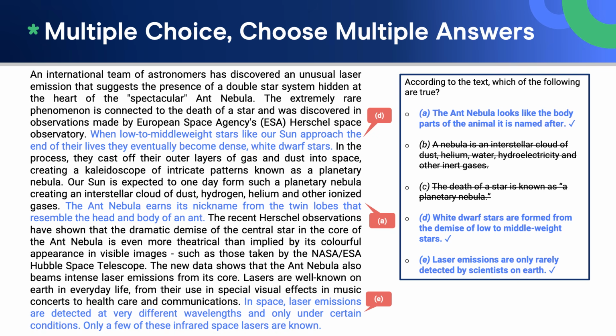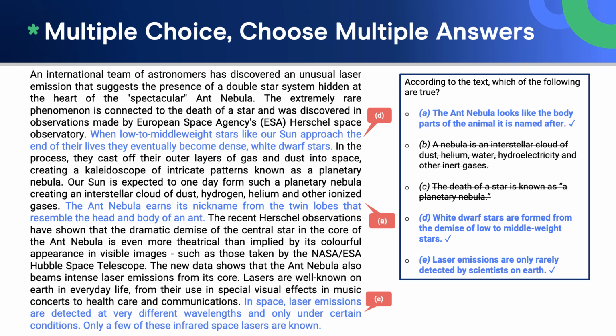Answer option A says, the ant nebula looks like the body parts of the animal it is named after. There's a part of the text that says, the ant nebula earns its nickname from the twin lobes that resemble the head and body of an ant. So the answer option and this particular statement say the same thing, but in different words.